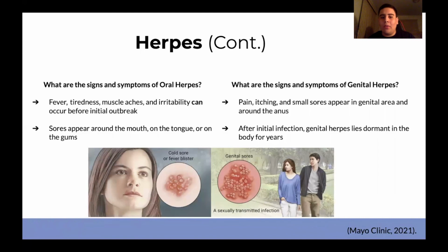Sores appear around the mouth, tongue, or the gums. What are the signs of genital herpes? Pain, itching, and small sores appear in the genital area and surround the anus. After initial infection, genital herpes lies dormant in the body for years.